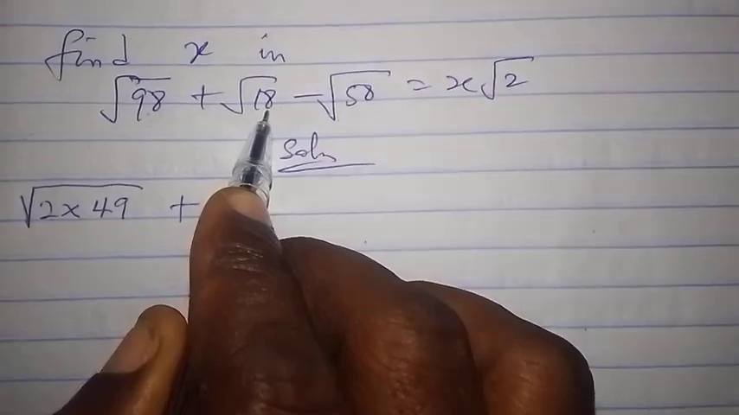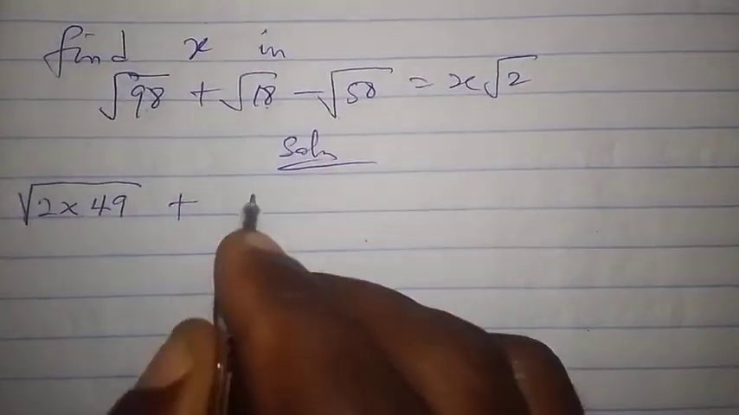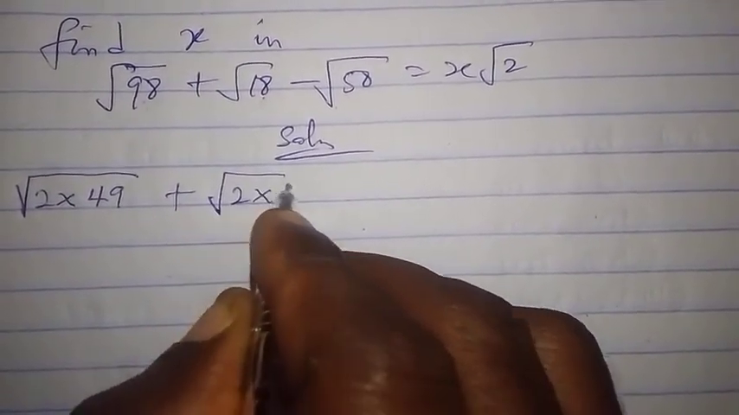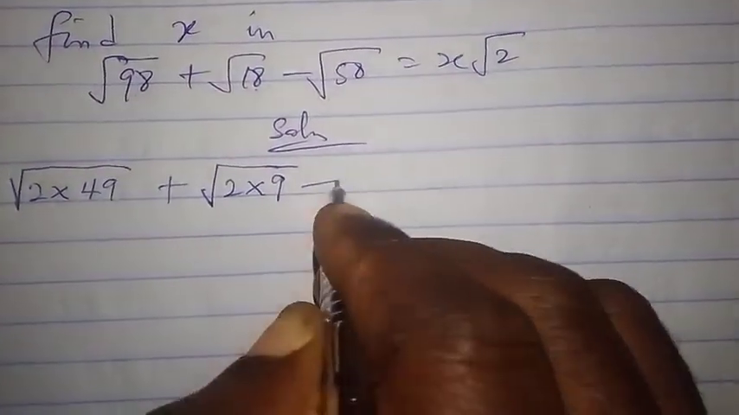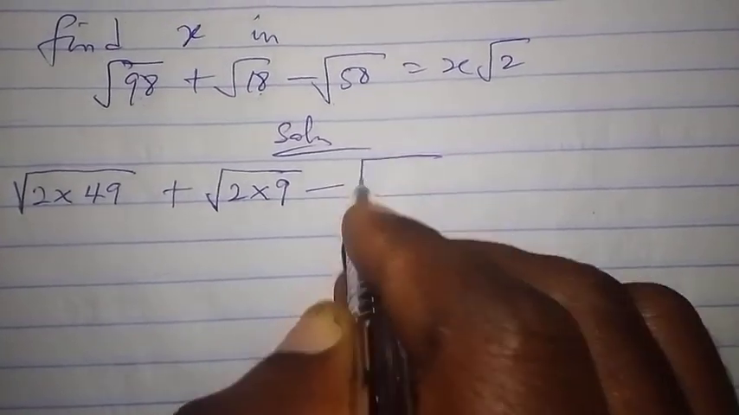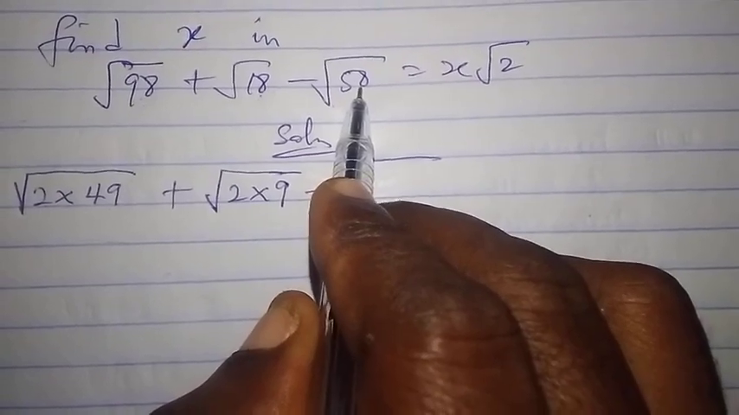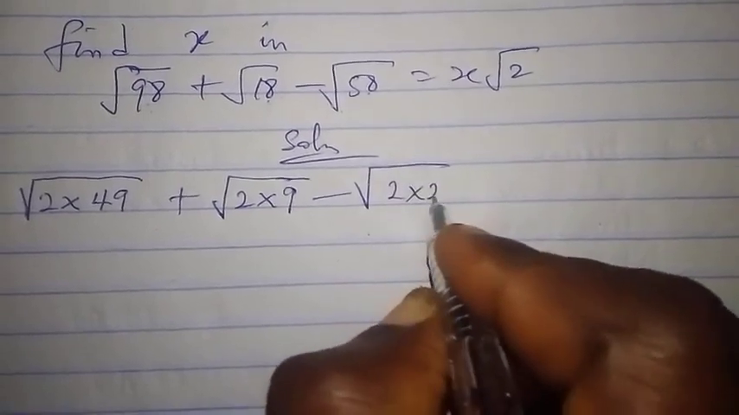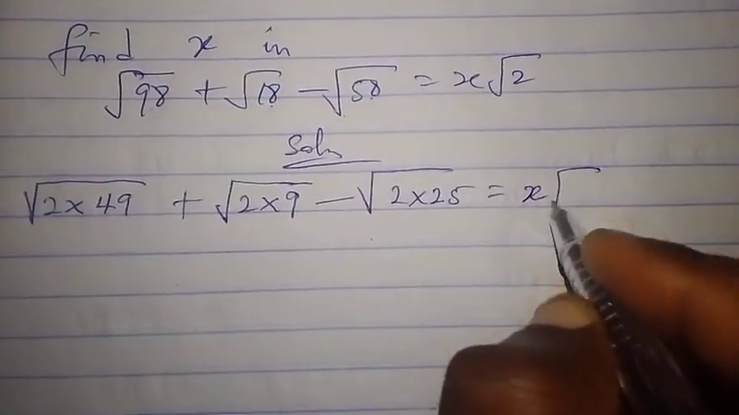The numbers that will multiply together that will also give me 18. One of them has a square root, it is also 2 times 9. 9 also has a square root. 2 times 9 will give me 18. Then minus the numbers that will multiply together to give me 50, which is also what? 2 times 25. 25 has a square root. 2 times 25, all equal to x times the square root of 2.